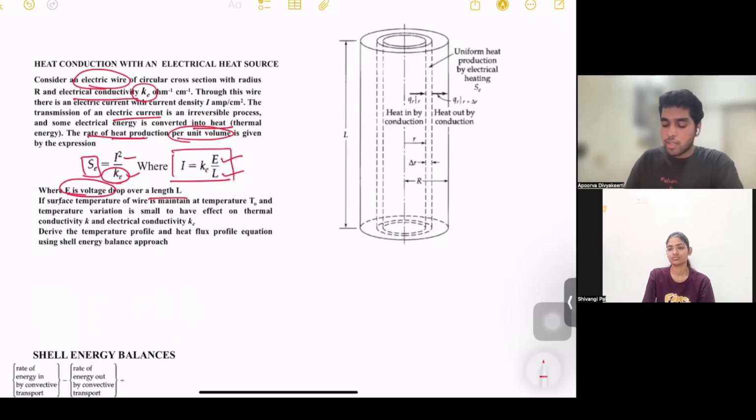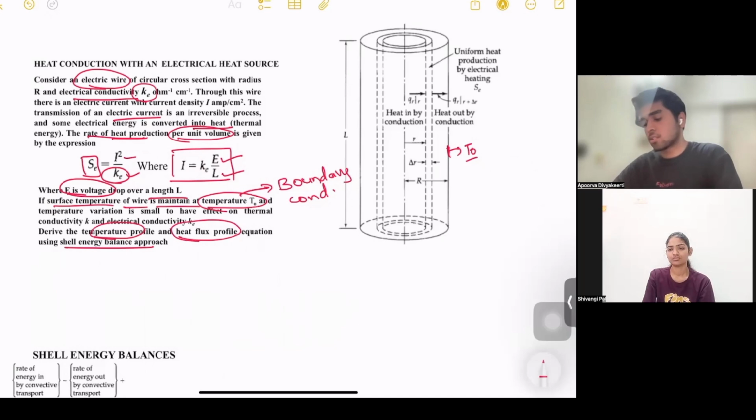Now the main point to be noted here is that we have been given that the surface temperature of the wire is maintained at temperature T naught. From this we will be able to get a boundary condition. That is, at the surface the temperature is maintained at T naught, constant. Now we have to find out the temperature profile and the heat flux profile using shell energy balance.